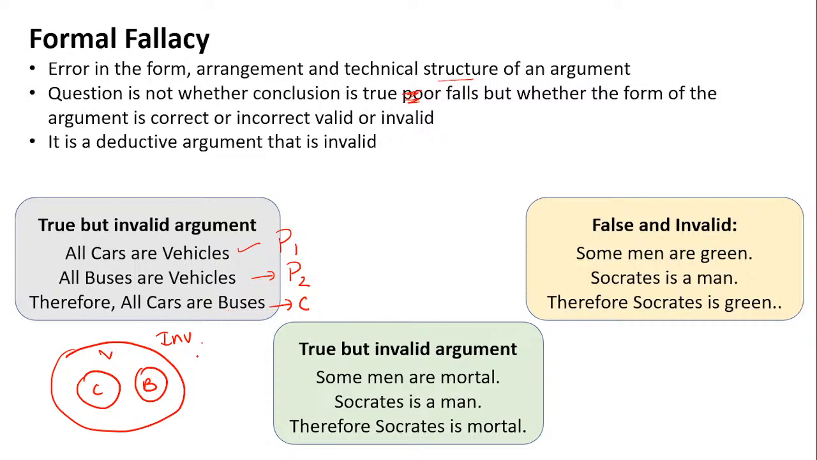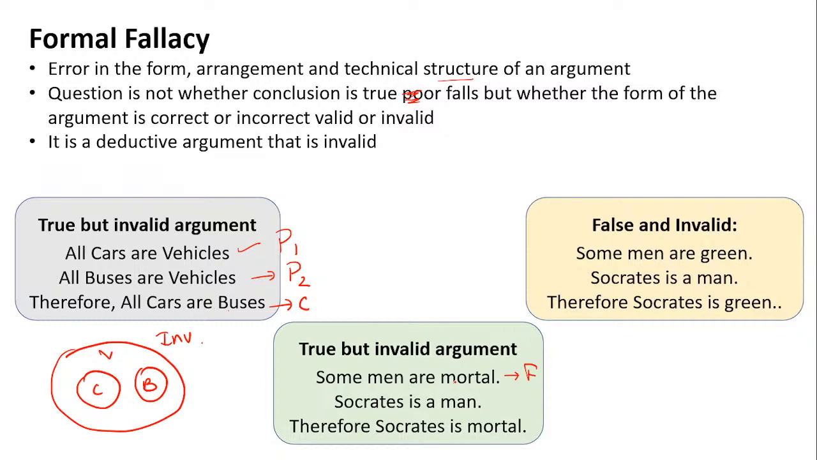Now look at another example: some men are mortal, Socrates is a man, therefore Socrates is mortal. Here, some men are mortal is a false statement, because we know all men are mortal. So this is a false premise, and this is also an invalid argument. It is not some men, but all the men in the world who are mortal.